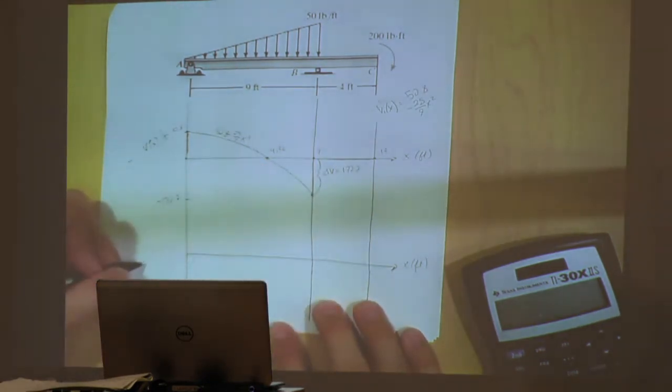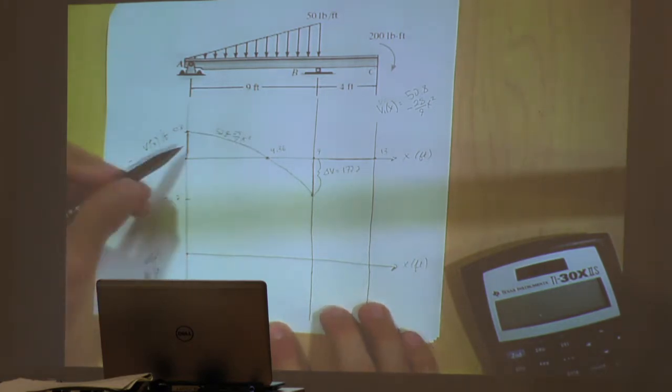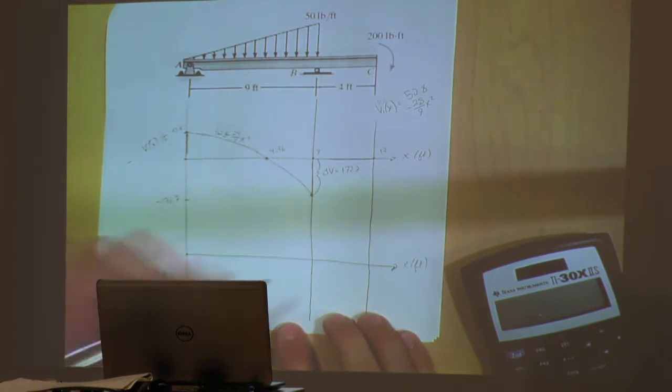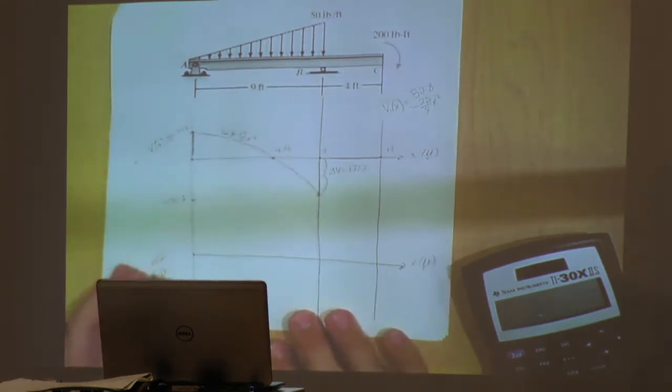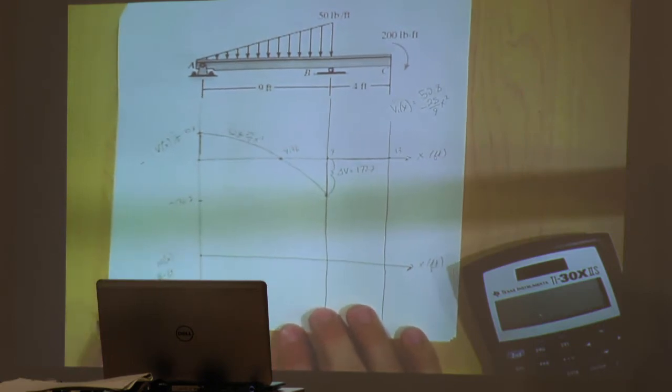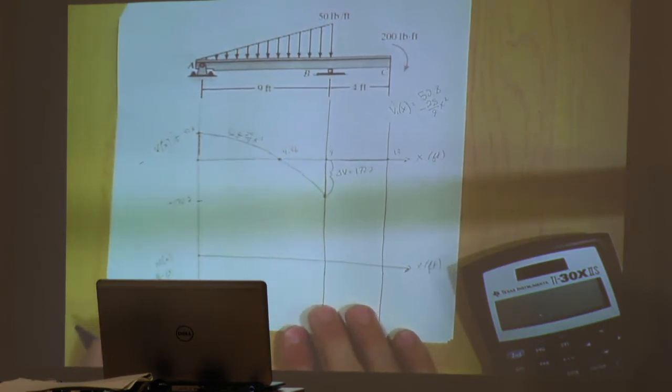So now moving on to our moment. What are the units of a moment in this case? Pound feet. Just like we did with our shear, we'll take our equation and plug in our boundary conditions. So is it 0 and 9? What's the moment at 0? Yeah, so it's just 0.